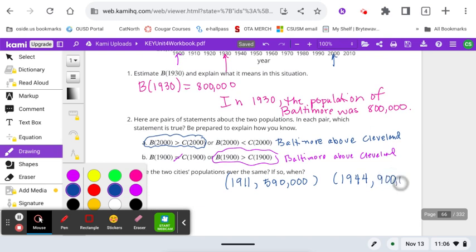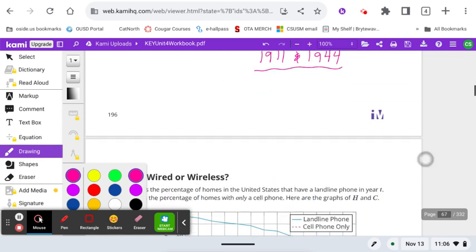So again, we're just estimating because the graph is not landing on a corner, right? And so when it says, are these the same? If so, when? We would say in 1911 and in 1944. And again, those are estimates. If you had slightly different numbers than those, I'm sure it's fine.